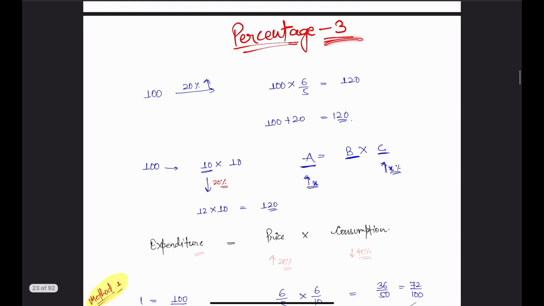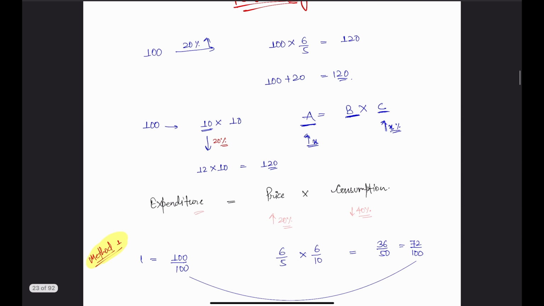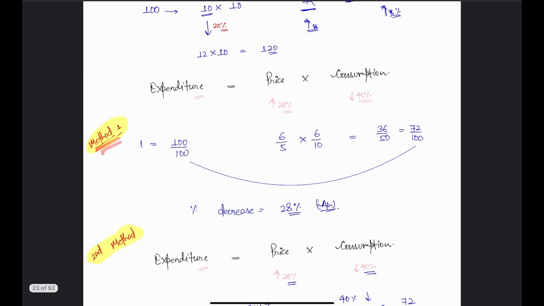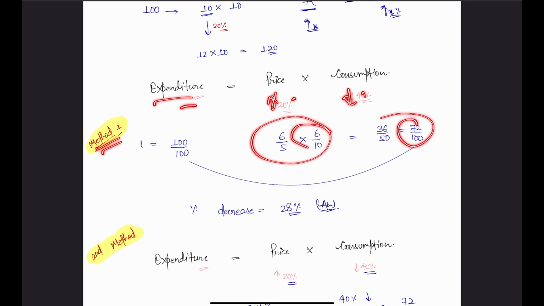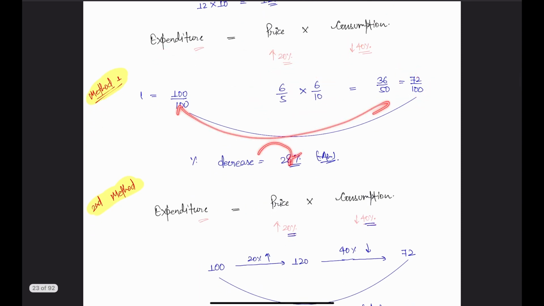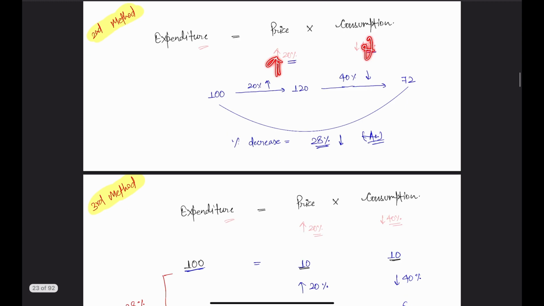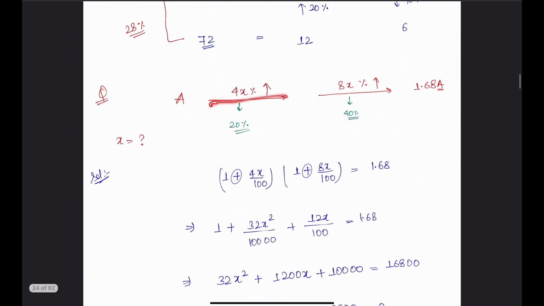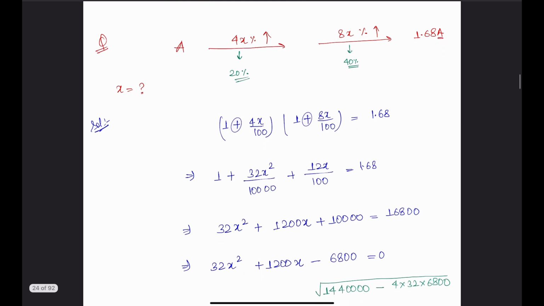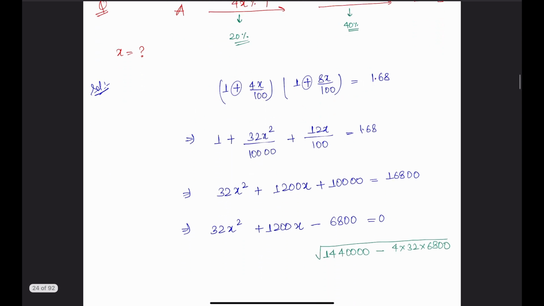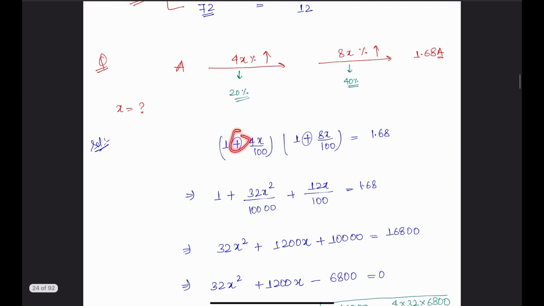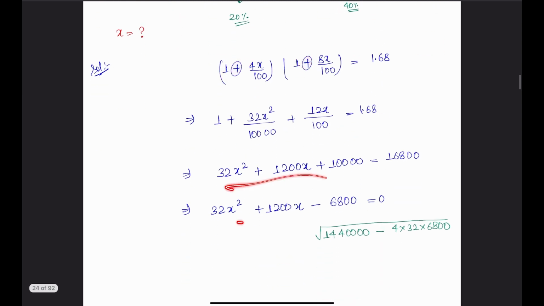Then after that came percentage 3, in which the method of 20% increase, 40% decrease. So that one decreases 78%, that we tried to solve. We understood 4x is increase, 8x is decrease. So how to find a value? We do it with the help of this one. If 4x is increase or decrease, I don't know. I have solved it.